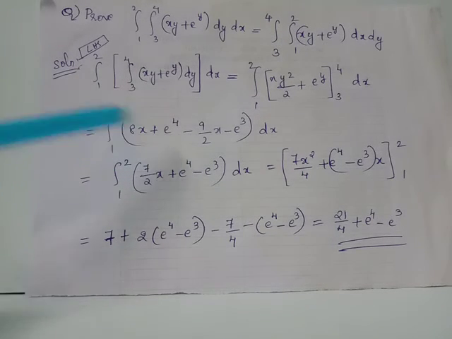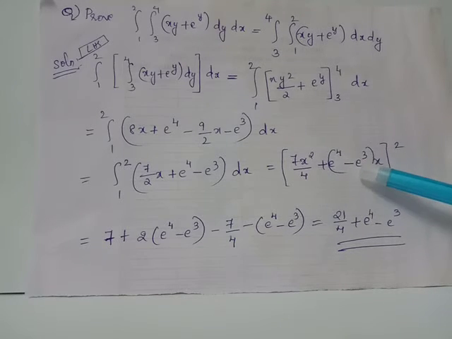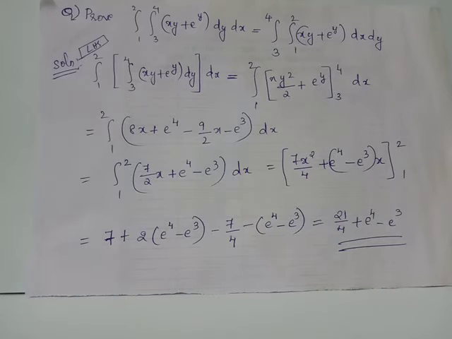Now this integrand has to be integrated with respect to x. We have e raised to 4 minus e raised to 3, which is just a constant, which when integrated with respect to x will give us the answer e raised to 4 minus e raised to 3 multiplied by x. Similarly, 7 by 2 times x when integrated with respect to x will give us 7 by 2 times x square by 2. Once we have completed the integration with respect to x, we will give the upper and lower limits of x respectively. We obtain the final answer as 21 by 4 plus e raised to 4 minus e cube.